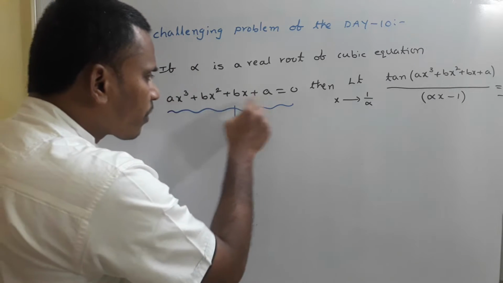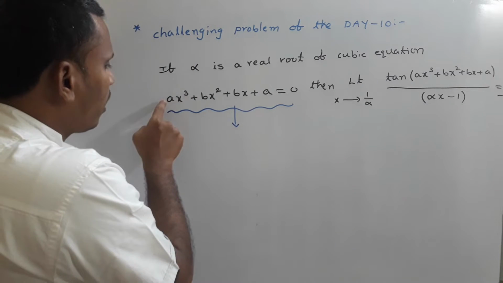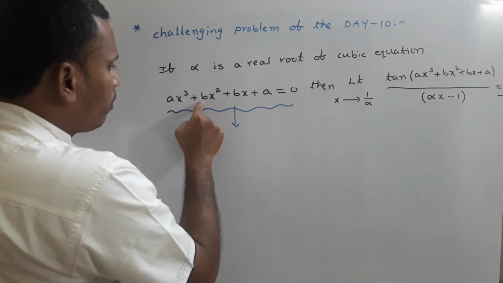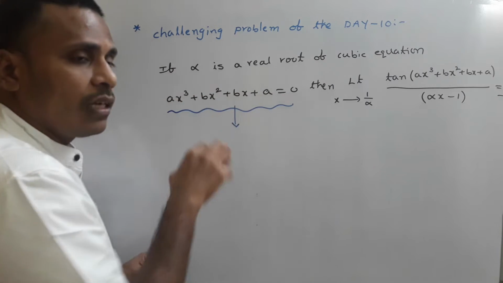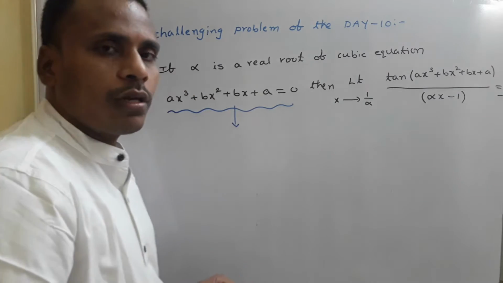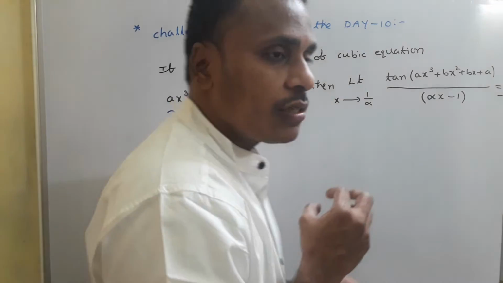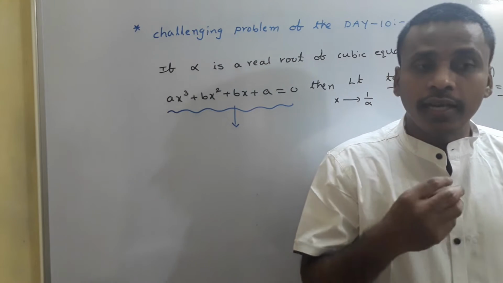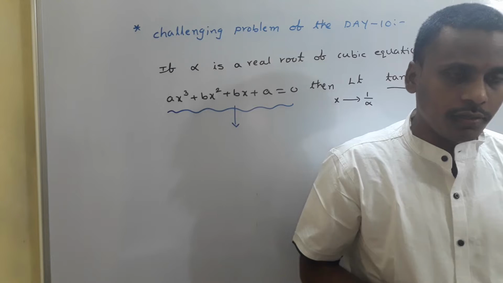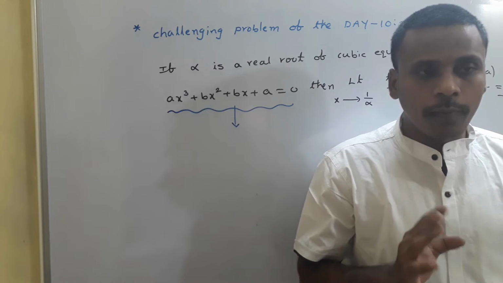This is a reciprocal equation. If you look here, a and a as well as b and b, the coefficients of the terms from either side are equal, and so we call it a cubic reciprocal equation. Since the degree is 3, as mentioned, cubic, it has 3 roots.